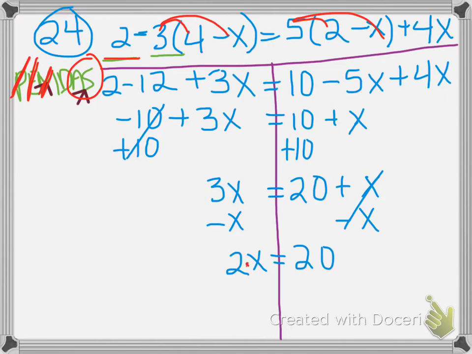2x, remember that they're being multiplied since they're right next to each other. We're going to do the opposite of multiply, which is to divide. You divide on one side, go ahead and divide on the other to make things even. 2 divided by 2 is simply 1, so we just have an x equals 20 divided by 2, which is 10.